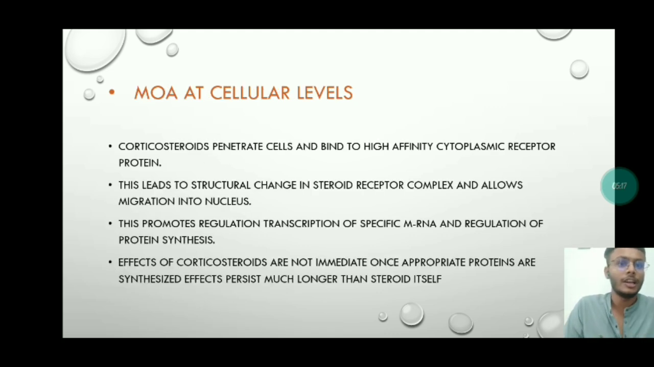So let's dive into the mechanism of action of glucocorticoid at the cellular level. Corticosteroids penetrate cells and bind to a high affinity cytoplasmic receptor protein. This leads to a structural change in the steroid receptor complex and allows the migration into the nucleus. This promotes transcription of specific mRNA and regulation of protein synthesis. Effects of corticosteroid are not immediate. Once appropriate proteins are synthesized after translation, the effects persist much longer than the steroid itself.